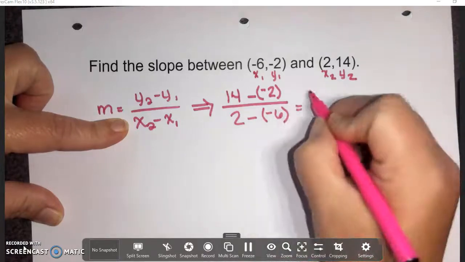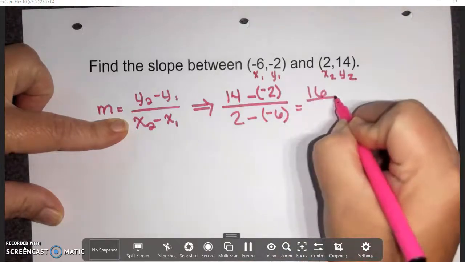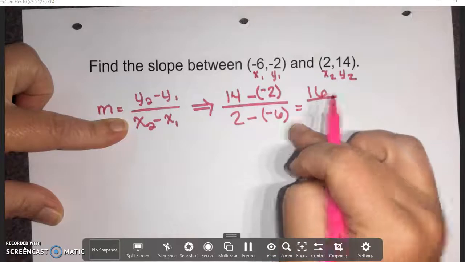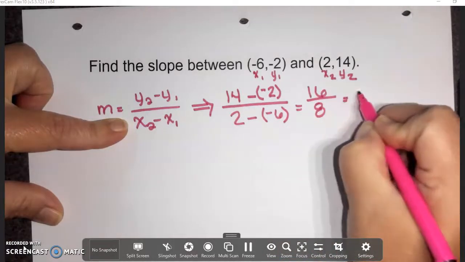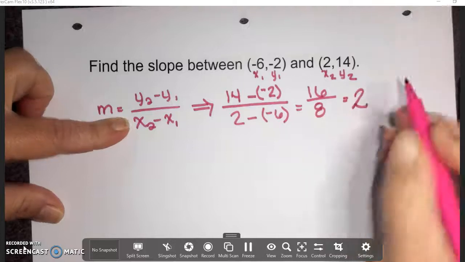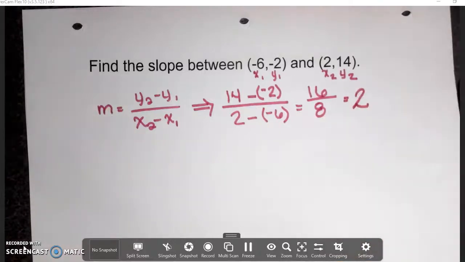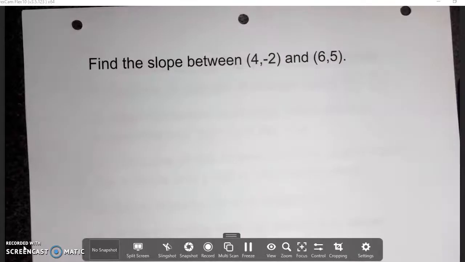14 minus a -2 is 16. And 2 minus a -6 is 8. We can reduce this. 16 over 8 is 2. So my rate of change is 2. You try this one. Pause your video.